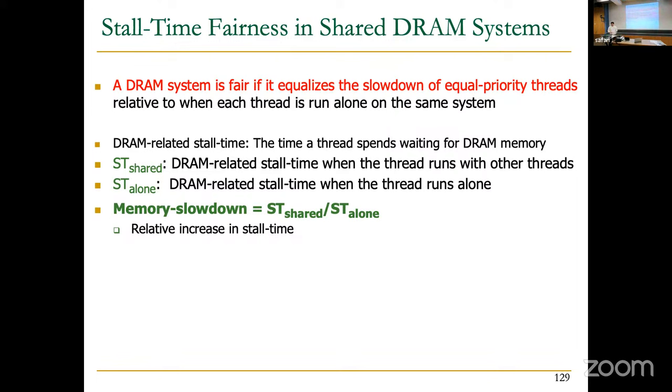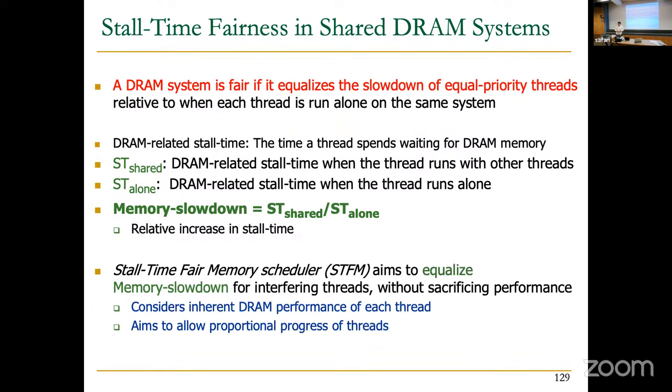So memory slowdown is a function of the DRAM-related stall time of the thread when it runs with other threads, and the DRAM-related stall time of the thread when it's run alone. Now, when you have a system that's running these threads at the same time in a shared system, you don't know what the slowdown would be if the thread ran alone, right? The way that they compute this is quite detailed, quite complex. So I won't go into those details.